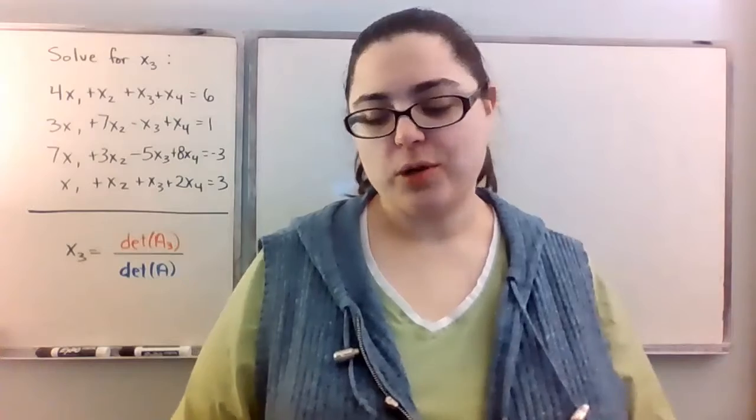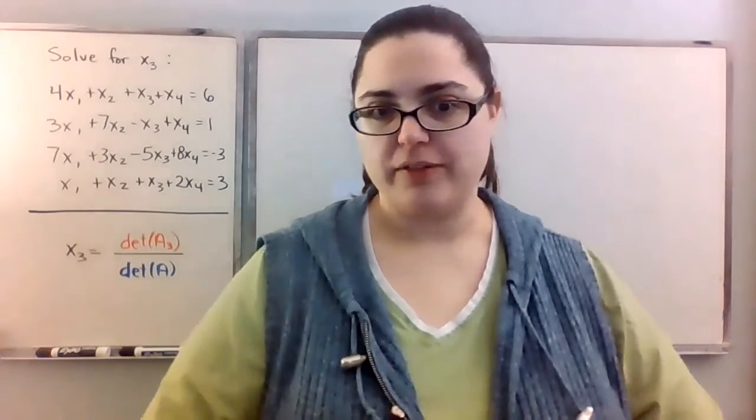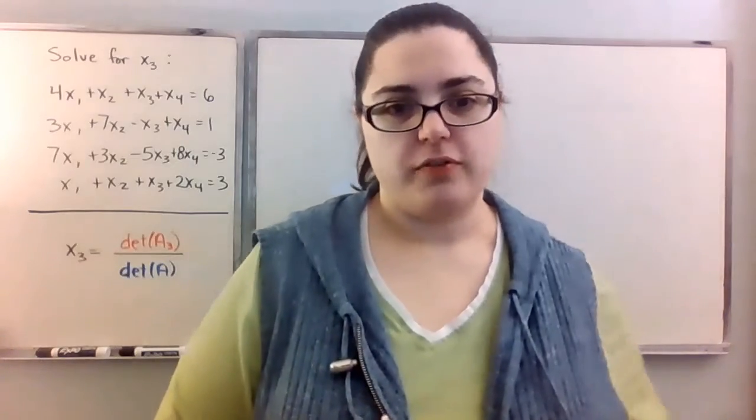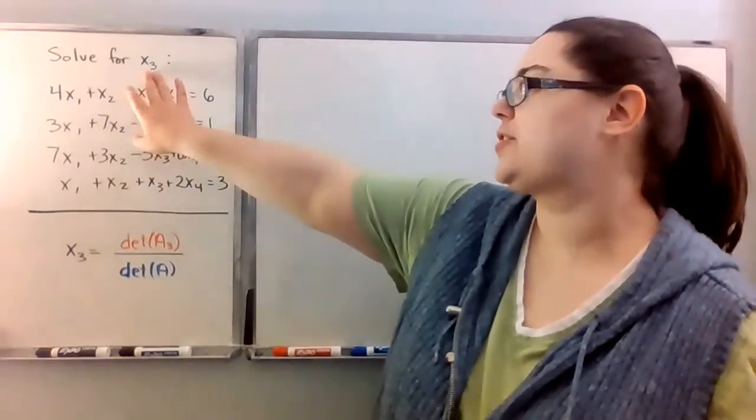There were a few requests to do another example of Cramer's rule and determinants of 4x4 matrices. So I'm going to do an example that incorporates both of those things. In this example, we've been asked to solve for x3.